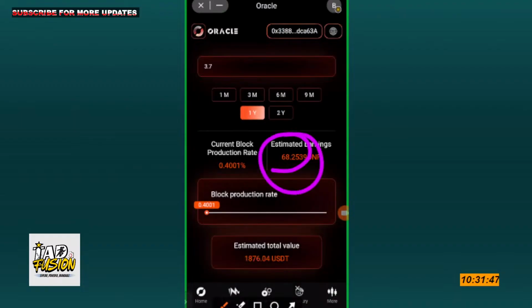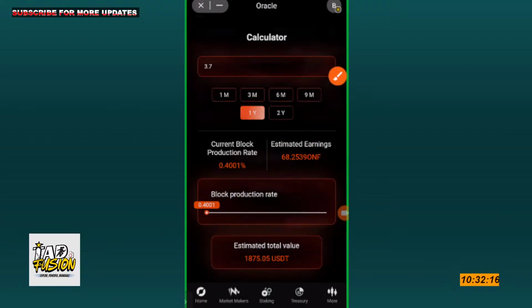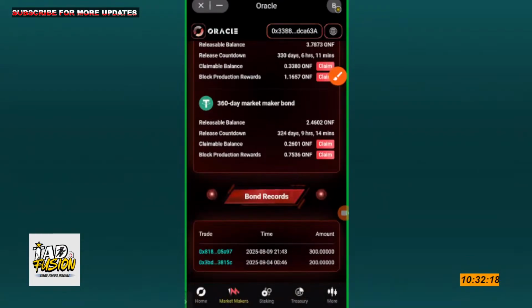After 1 year, they will accumulate to 68 tokens. Now get 68 tokens minus 3.7 tokens, which was your capital. That is 68 minus 3.7 tokens. I will remain with 64.3 tokens as my profit. So here, I will have a profit of 64.3 tokens.